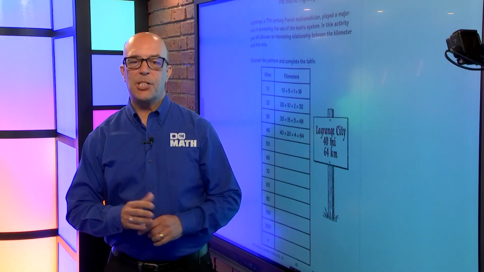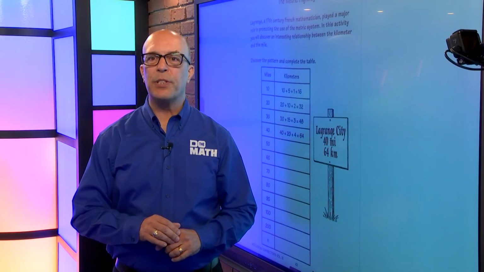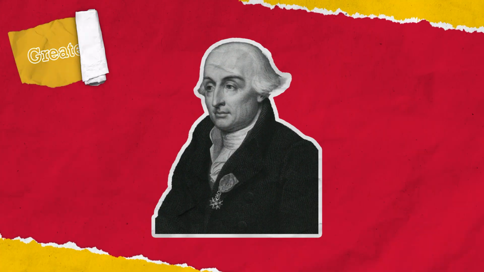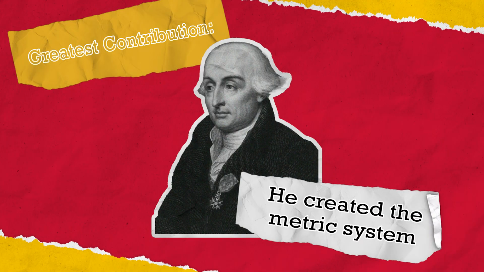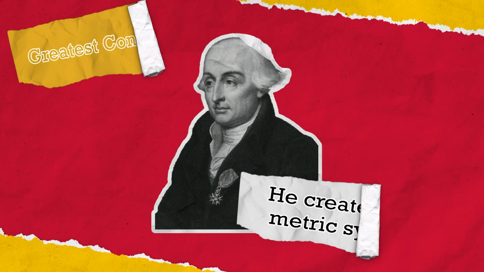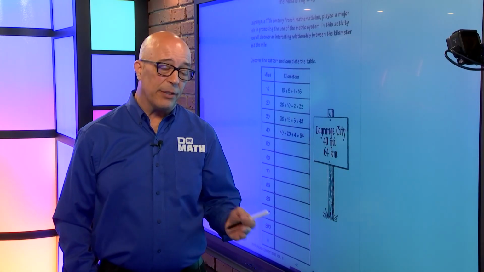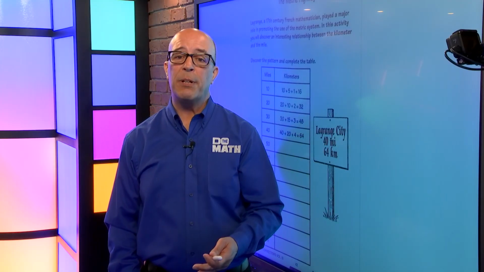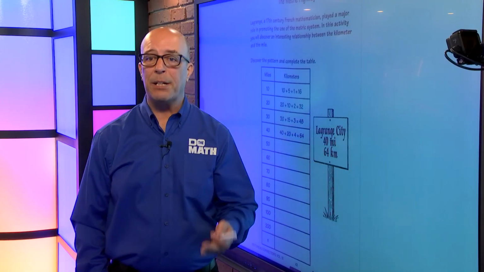Our next mathematician is a French mathematician, Joseph Lagrange. Now, he was a great mathematician, but his greatest contribution was the development of the metric system. Now, in the United States and a couple of other countries, we still use customary units, but the rest of the world is on the metric system.